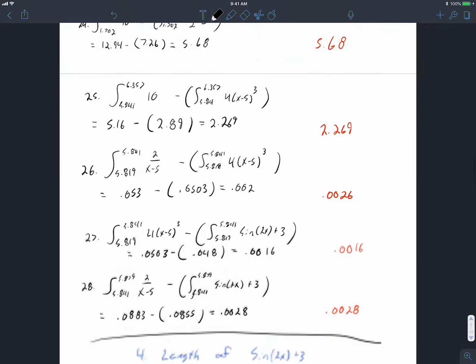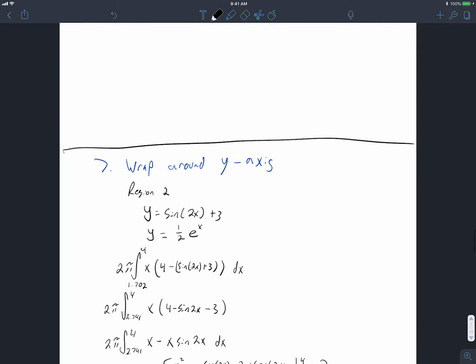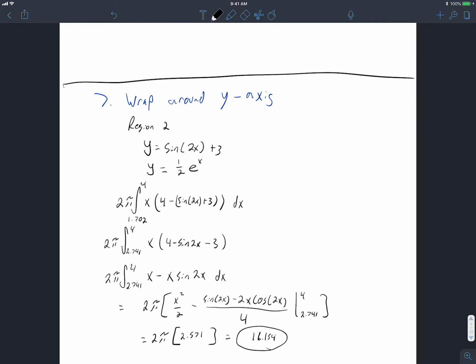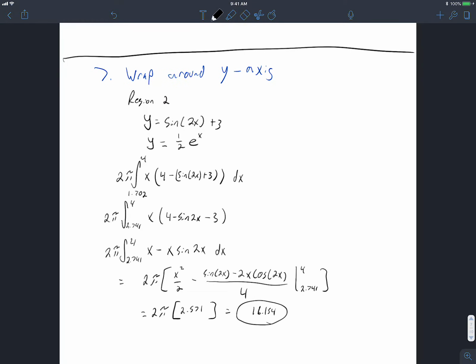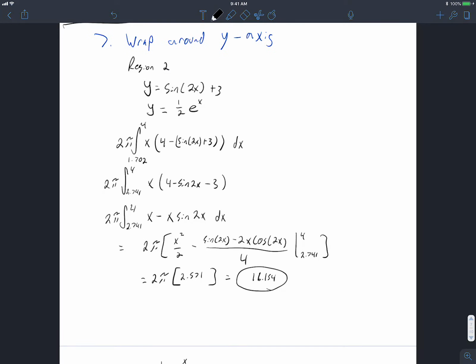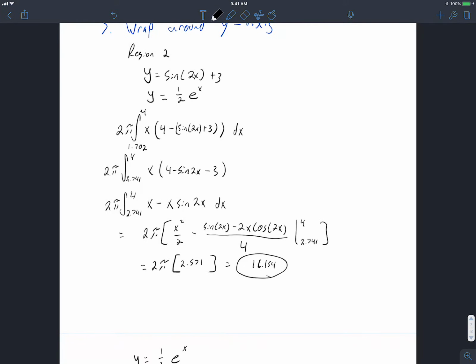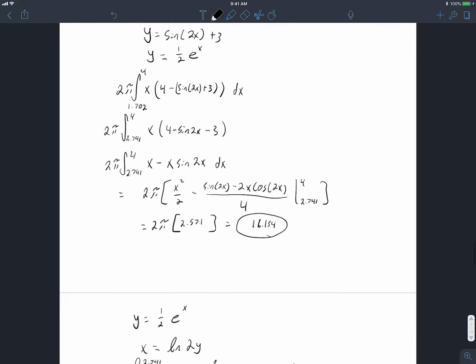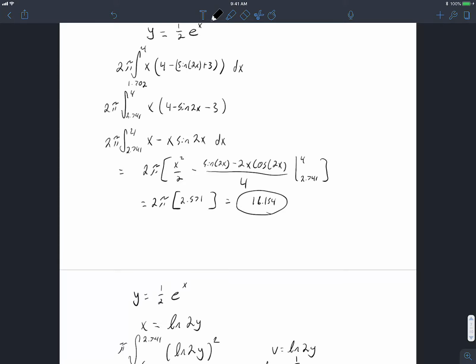to the x. This was a problem that I struggled a little bit with, and it took me an extra day to figure out how I wanted to approach it. But what it came down to was, for the first function, sine 2x plus 3, I had to do a special setup where I was multiplying it by the distance away from the y-axis, and I ended up getting the area of 16.154 for that region.